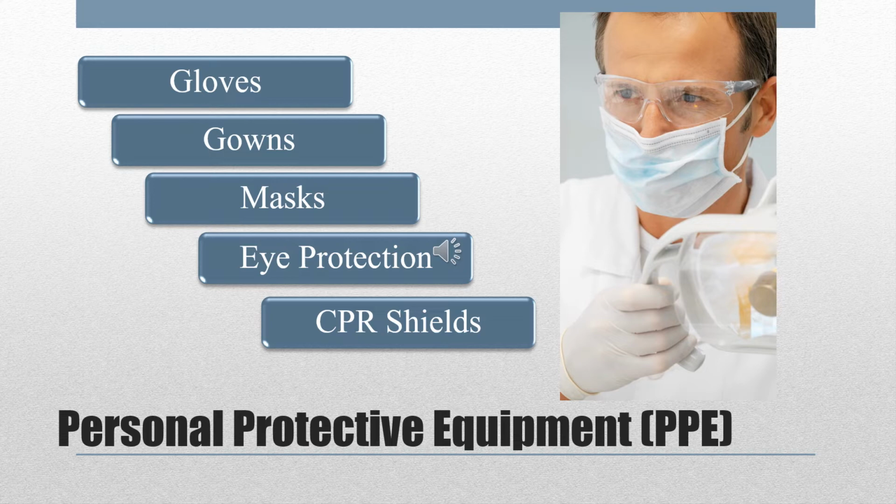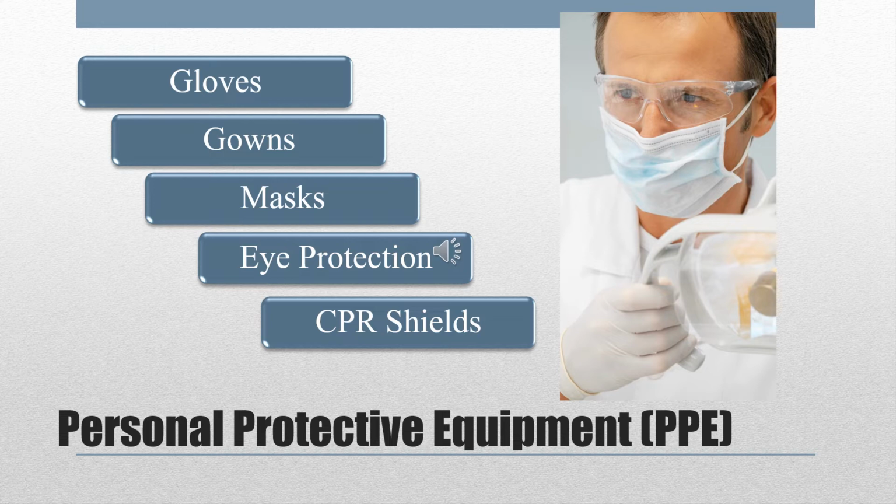Eye protection. If there's a risk of exposure of blood, other potential infectious materials, splashing or splattering, the mucous membranes in the eyes should be protected. This can be accomplished by a safety mask or a face mask or safety glasses. Normal prescription eyewear is not sufficient protection.